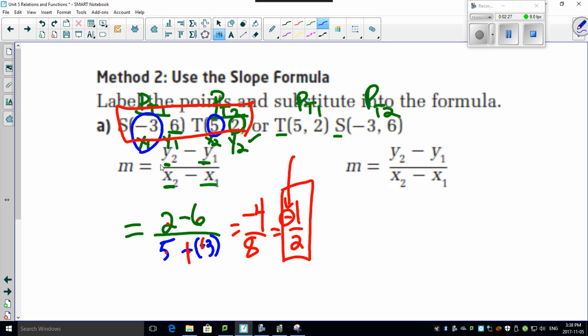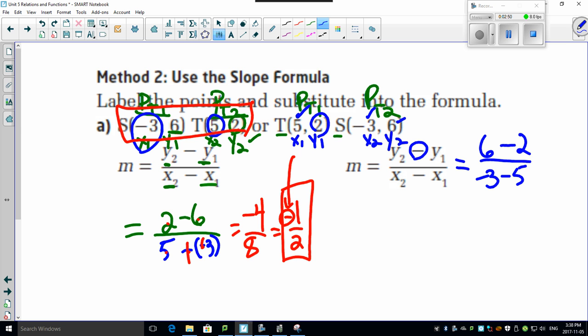That's the cool thing. So that would be x1, y1. That would be x2, y2. It doesn't matter. So here comes y2 right there. That's 6 minus y1, which is 2. 6 minus 2. There we go. x2, which is minus 3, minus x1, which is 5. Because remember, y2 minus y1, x2 minus x1.